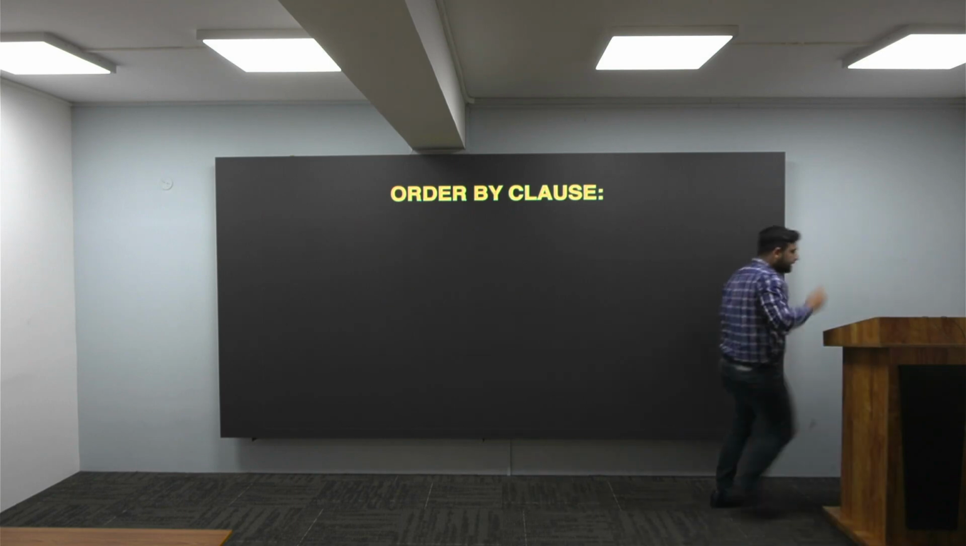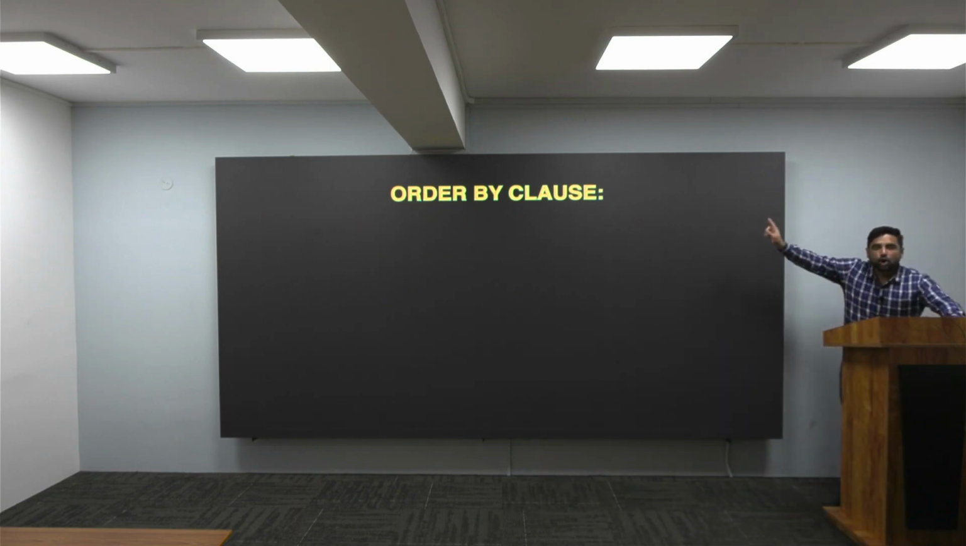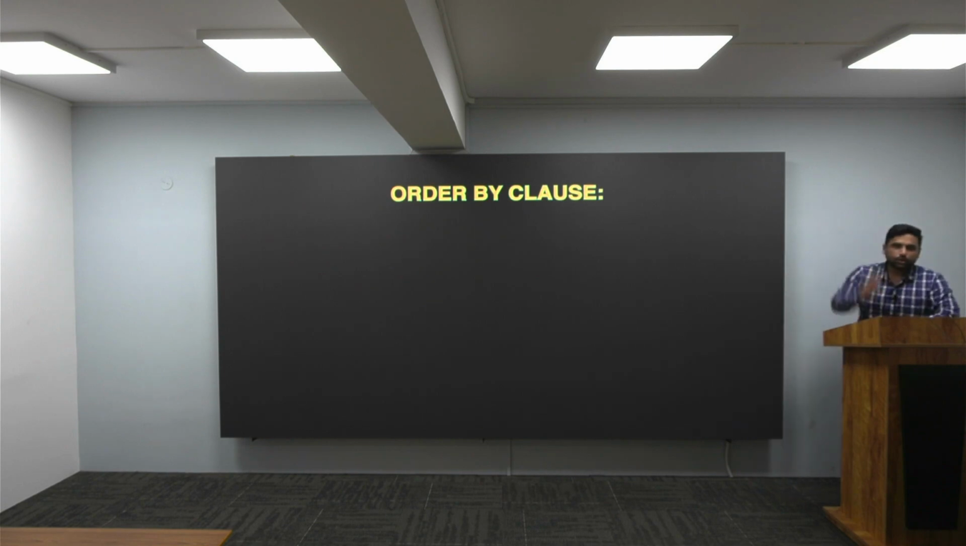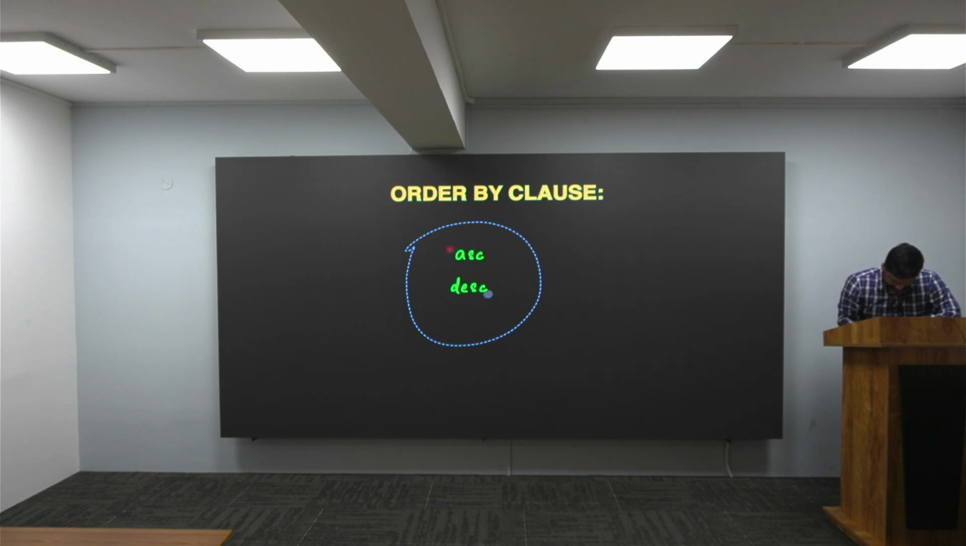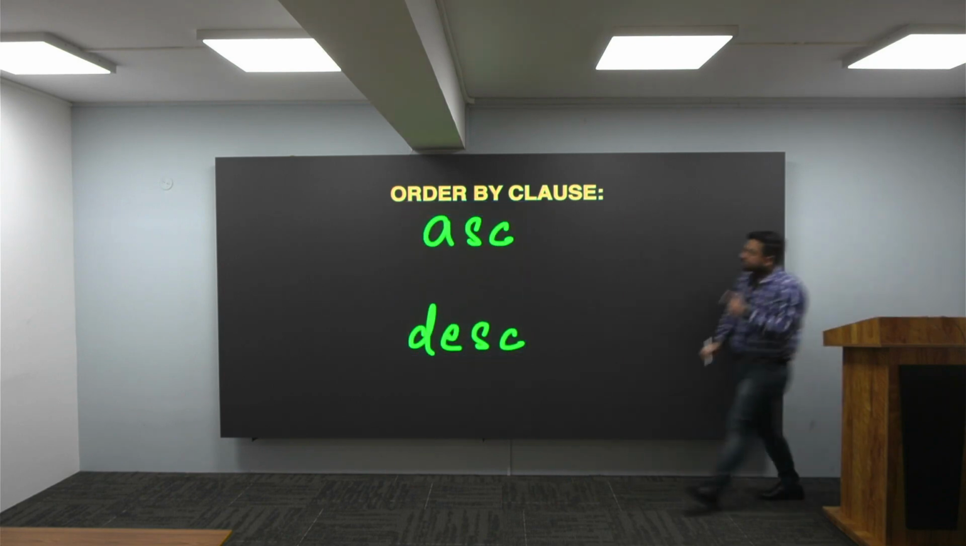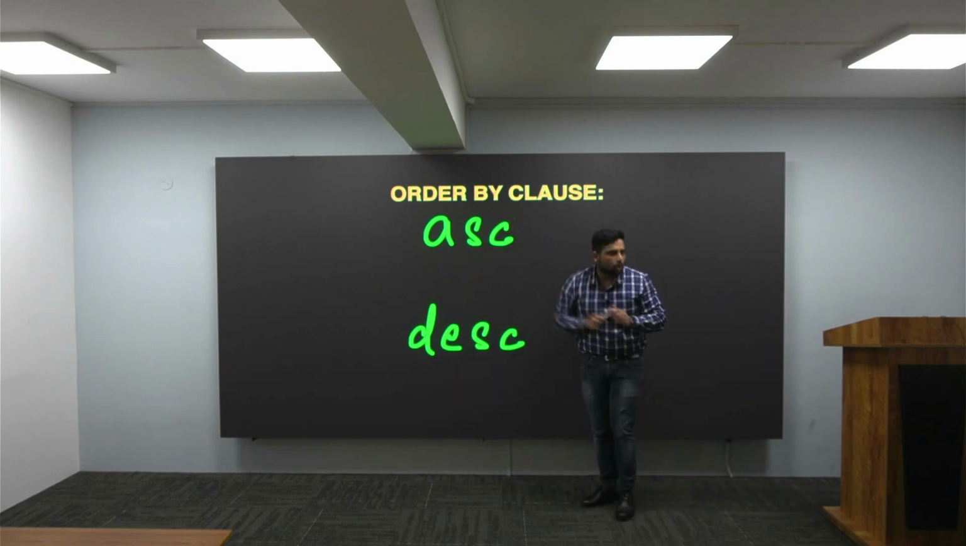And over here, with order by clause, you have to use two keywords. And what is that? Please focus. How many keywords you have to use with order by clause? Two. One is your ASC, and one more you are having, which is your DESC. So let me increase the font size. So these keywords you have to use with your order by clause.